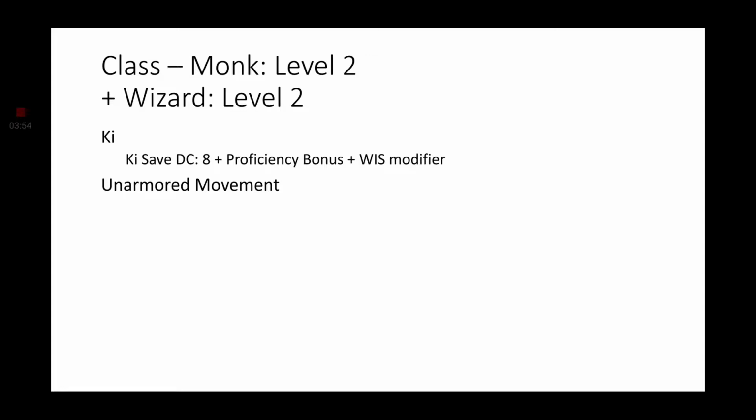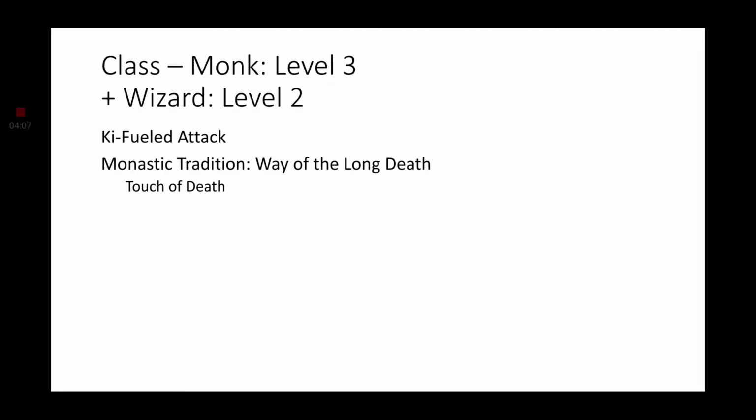Level 2 monks get the Ki feature, which uses the Wisdom modifier for the save DC, and we get Unarmored Movement, increasing our movement speed by 10. Level 3 monks get Ki-Fueled Attack, thanks to Tasha's Cauldron of Everything, and we also get a Monastic Tradition. Go for Way of the Long Death. You'll get the feature Touch of Death.